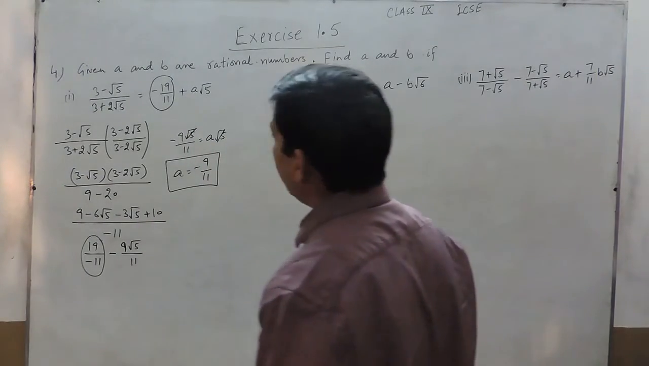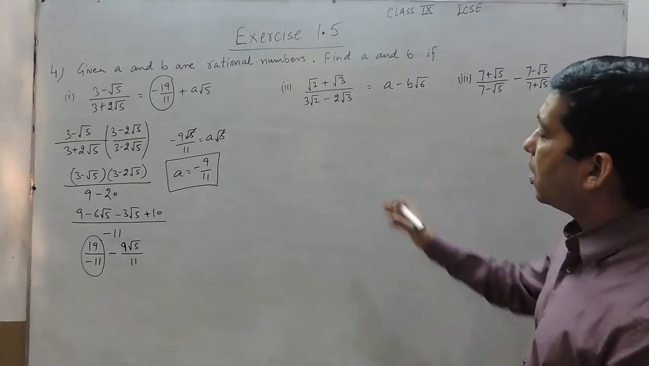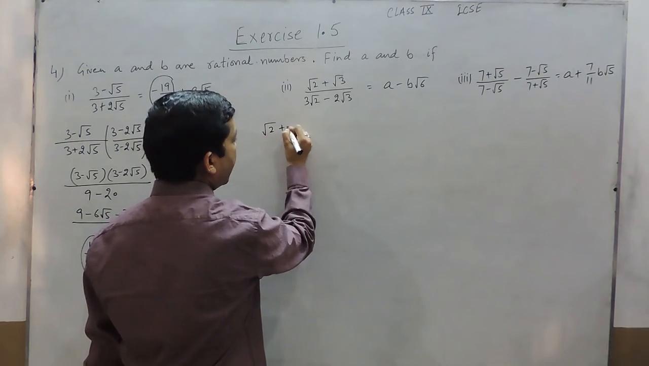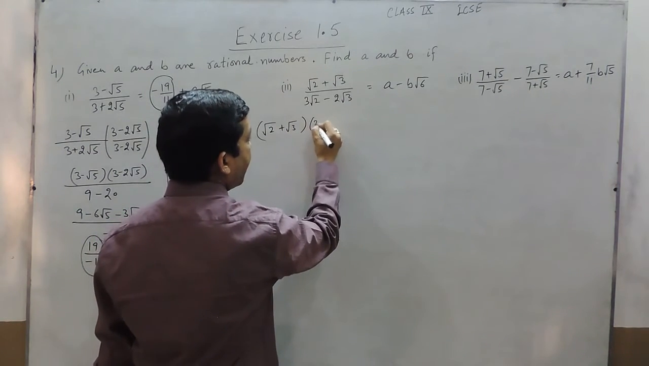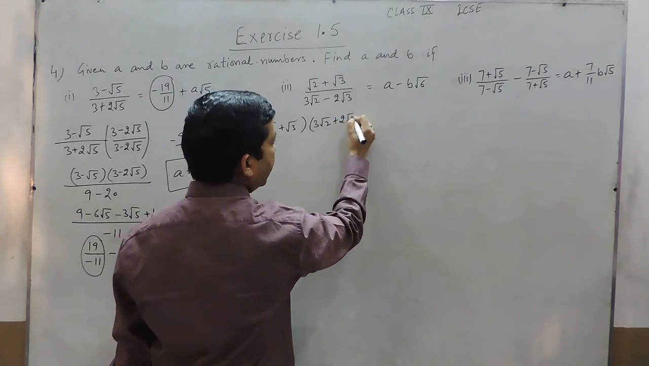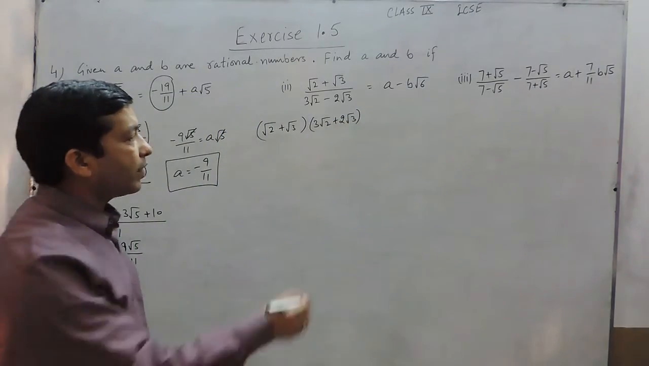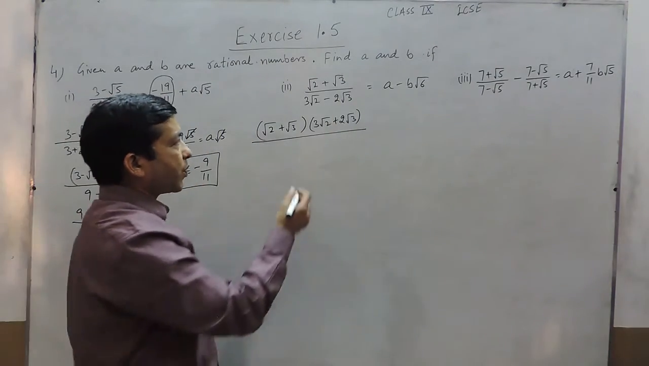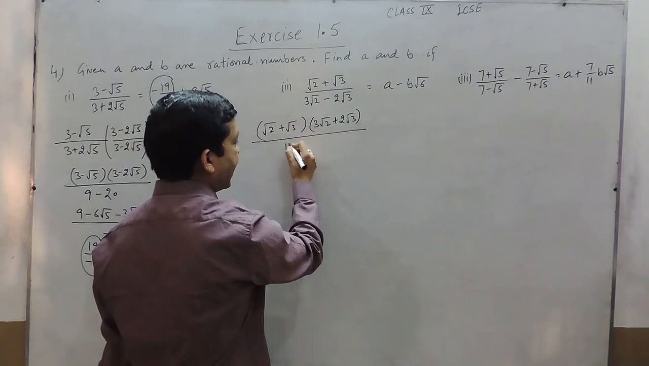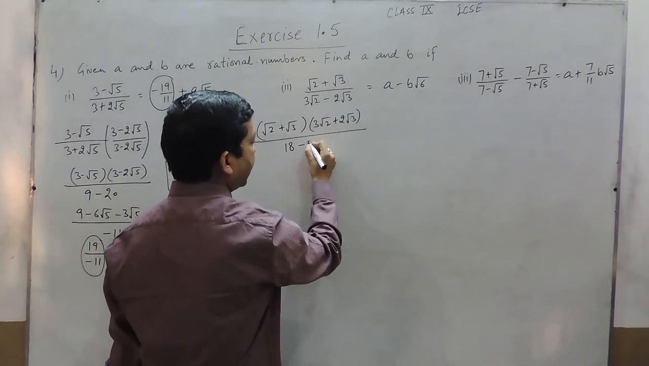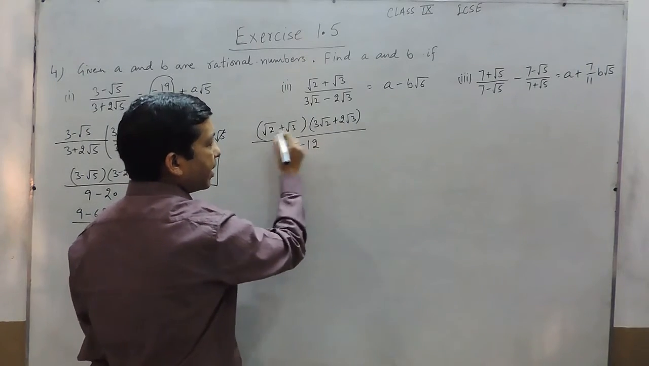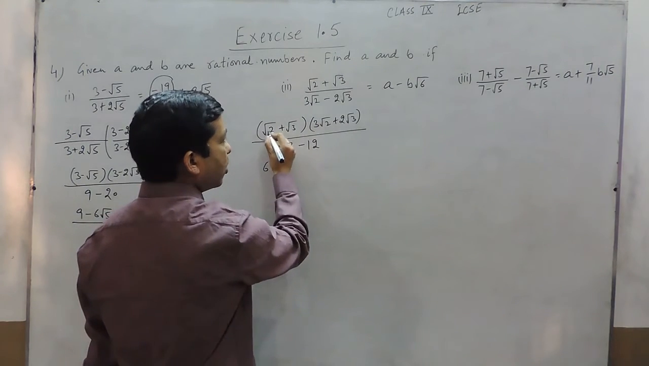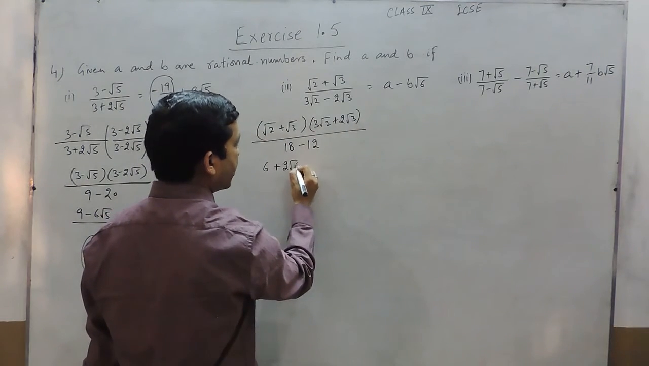If we look at the second part, again, first of all we have to solve the question by rationalizing the denominator. So this will be root 2 plus root 3 multiplied by 3 root 2 plus 2 root 3, that is basically the conjugate of the denominator. When we multiply x minus y with x plus y, 3 into 3 into 2, that is 18, minus 2 into 2 into 3, that is 12. If we multiply the numerators, root 2 multiplied by 3 root 2 will be 6, plus root 2 multiplied by 2 root 3 is 2 root 6.